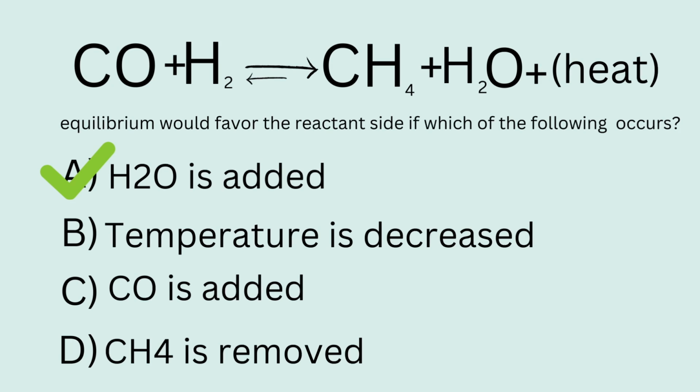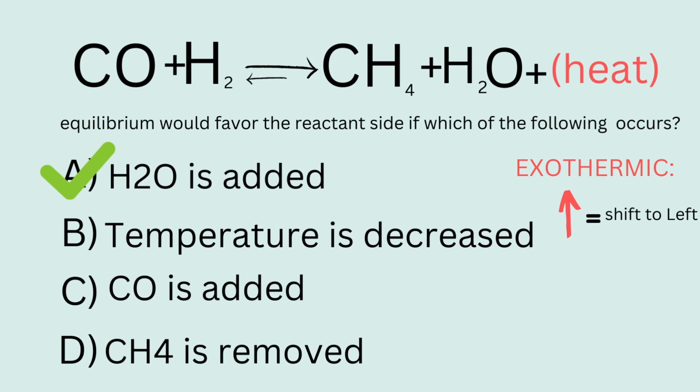B, if we decrease the temperature, well, we know this is an exothermic reaction, right? Because we see the heat on the product side. So remember our rules for exothermic reactions. If we increase the heat, it will shift to the left. If we decrease the heat, it will shift to the right. So here, temperature is decreased on an exothermic reaction, so the shift will be towards the products. So that makes B wrong.